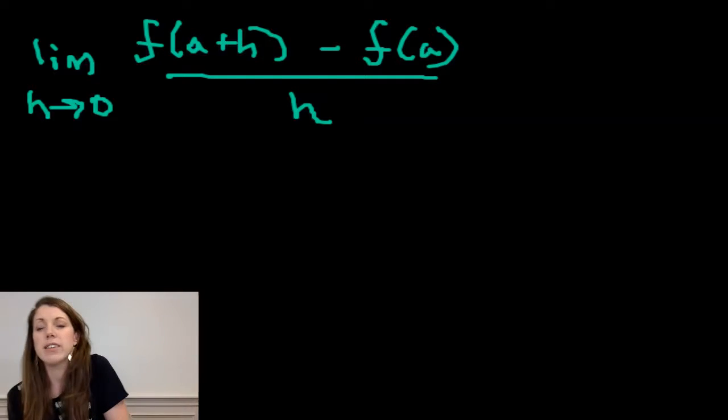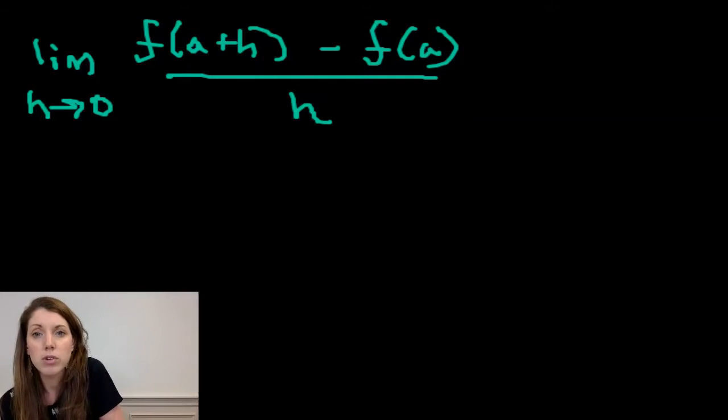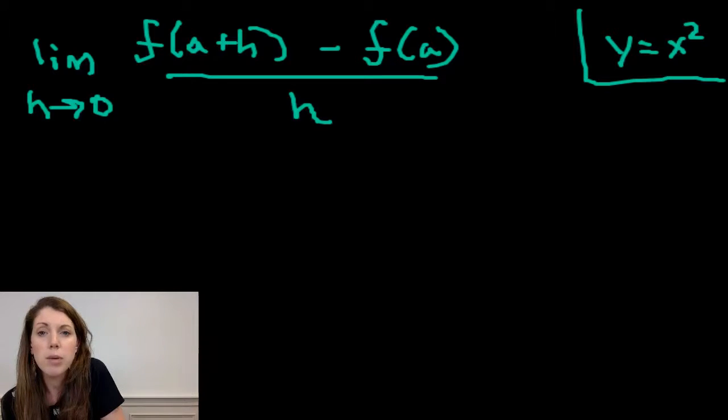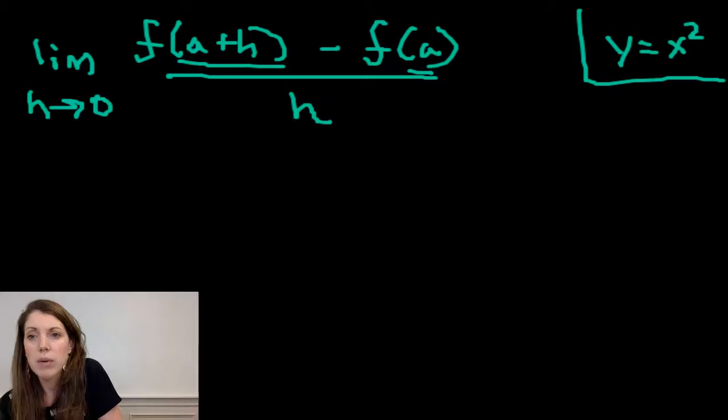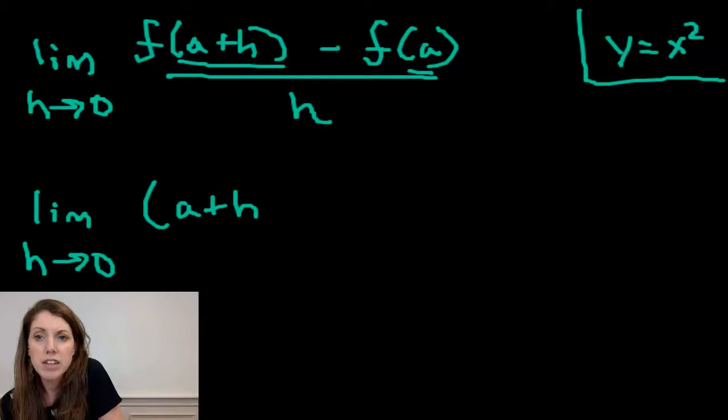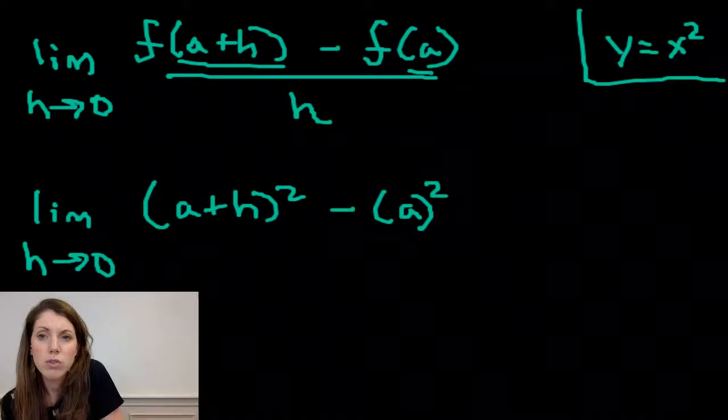In order to rewrite this, because when it just says f of something, it doesn't really mean a lot, we need to know what the function is. Remember, the function is x squared, right? We're doing y equals x squared. That's what we're finding the slope of. So let's plug a plus h and a into that function. That would be the limit as h goes to 0 of (a plus h) squared minus just a squared.